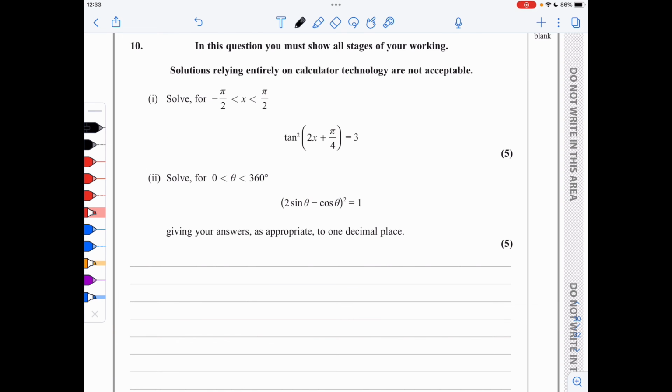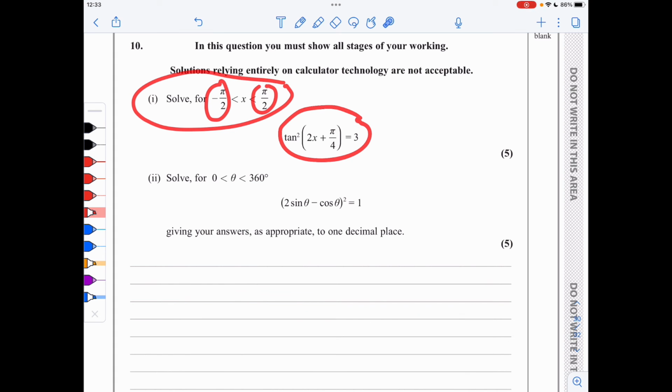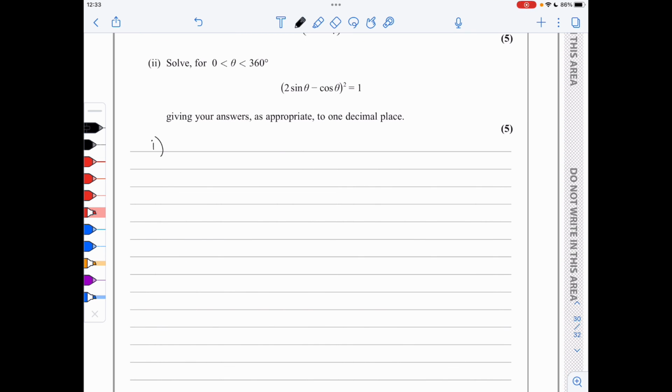Question 10 is a trigonometry question. We've got the first one. Solve, x is in radians between -pi/2 and pi/2, tan squared of (2x plus pi/4) is 3. So we can start by saying, okay, we've got tan squared of (2x plus pi/4) is 3.